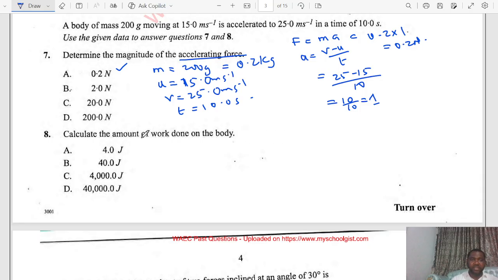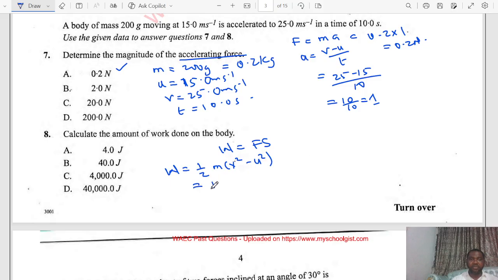Now number 8 says, calculate the amount of work done on the body. Work done is always force times distance. But in this case, if you notice, distance is not given. So you can say that the work done on this body is a kinetic energy. That's one way you can solve that. Since there is a change in velocity, you can say half m, then v squared minus u squared. Okay, we can use this.